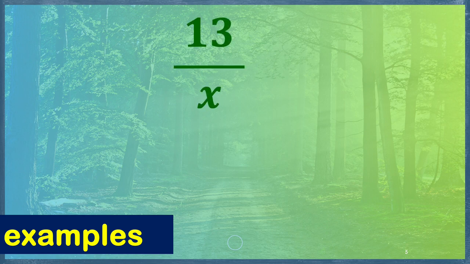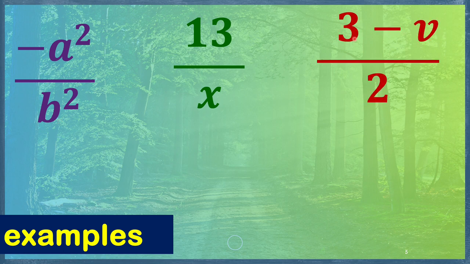Magbigay tayo ng mga halimbawa ng rational algebraic expressions. So, meron tayong 13 over x, meaning 13 and x are both polynomials and they are in the form of a quotient. So, quotient siya ng 13 and x. And these two polynomials are examples of monomials since they are single terms. What else? So, we have negative a squared over b squared. These two expressions are both monomials. We also have 3 minus v over 2. So, since ang ating denominator ay 2, 2 is a monomial, a constant monomial.